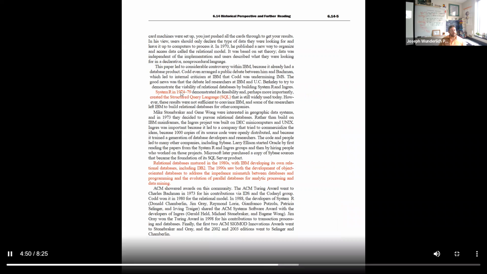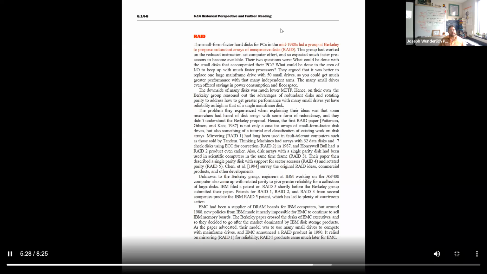SQL, which you learn now in your database courses, was invented in the 70s by System R. And relational databases matured in the 1980s, and IBM DB2, I'm familiar with that. I worked inside that in the 1990s. Also object-oriented databases and parallel processing.